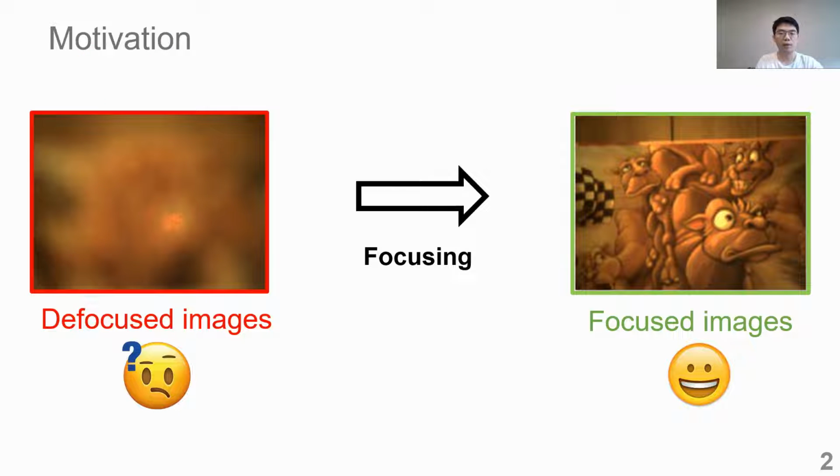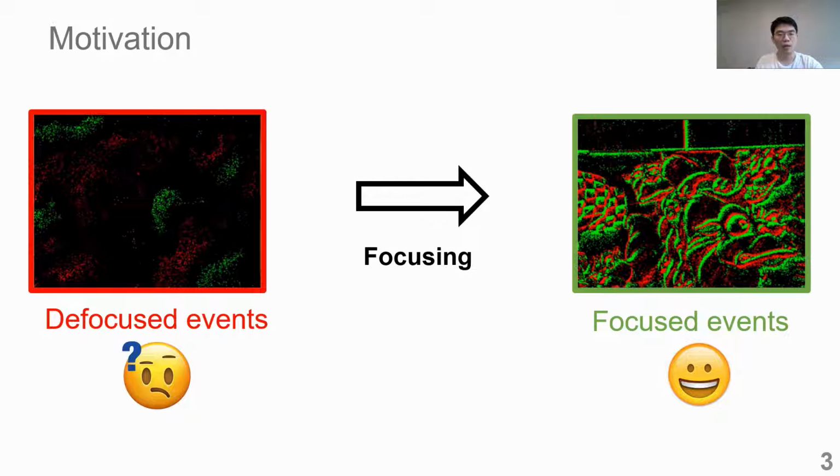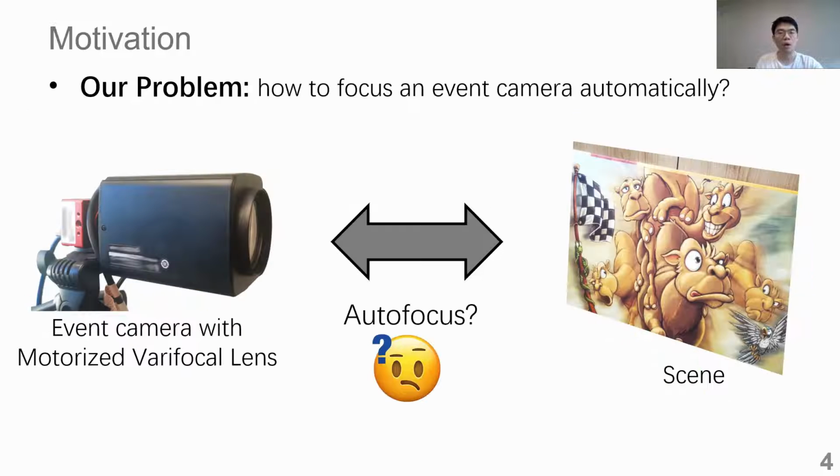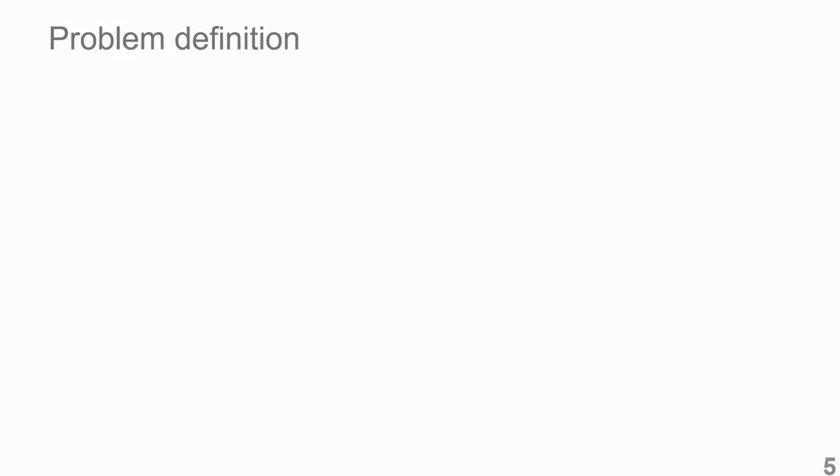Autofocus is a widely used technology for automatically focusing the lens system, allowing unclear defocused images to be clearly focused. And it is also important for recently introduced event cameras to capture the focus event. However, no existing solutions are developed for event-based autofocus. Therefore, in this work, we propose an efficient solution to solve the problem of event-based autofocus. We first formulate the problem.